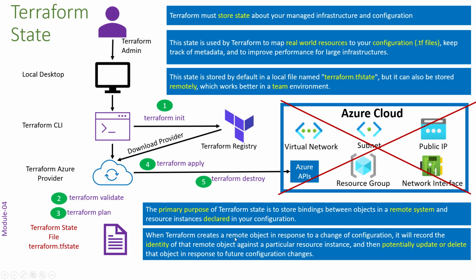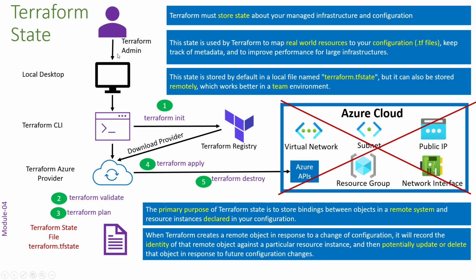When Terraform creates a remote object in response to a change of configuration, it will record the identity of the remote object against a particular resource instance, and then potentially update or delete the object in response to future configuration changes. Let me give a small workflow here. I have already discussed this one, but I think it is important for every one of us to understand.